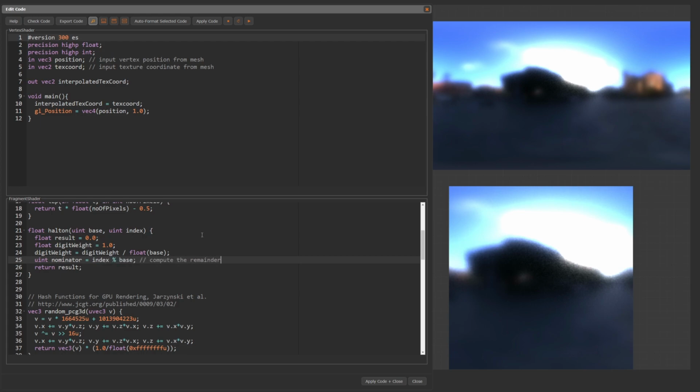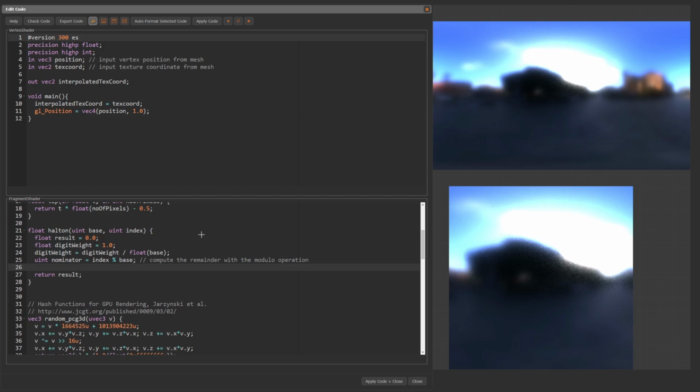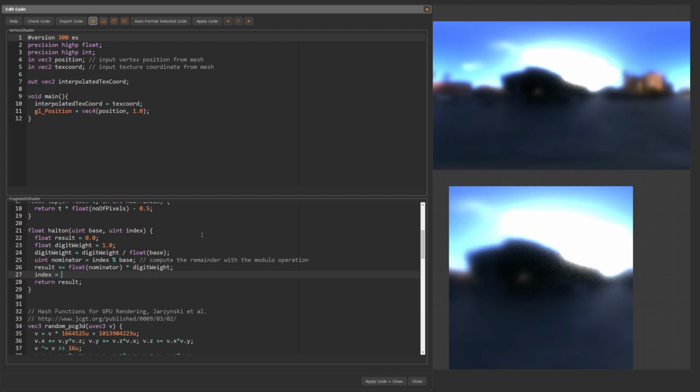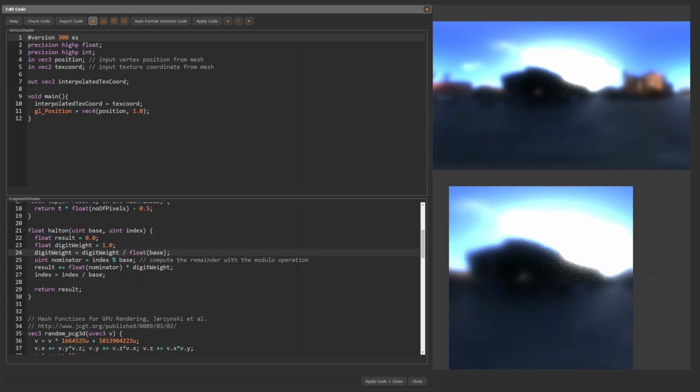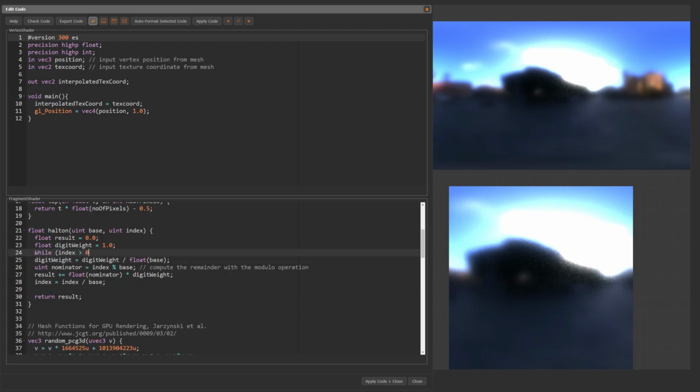Compute the remainder with the modulo operation. Next, we multiply the nominator and the digit weight and add the product to the result. result += float(nominator) * digitWeight. To prepare the index for the next digit, we need to perform an integer division by the base. index = index / base. If this reduced index variable is 0, we are done. Otherwise, we need to continue. So we put a while loop here. while (index > 0), closing brackets.